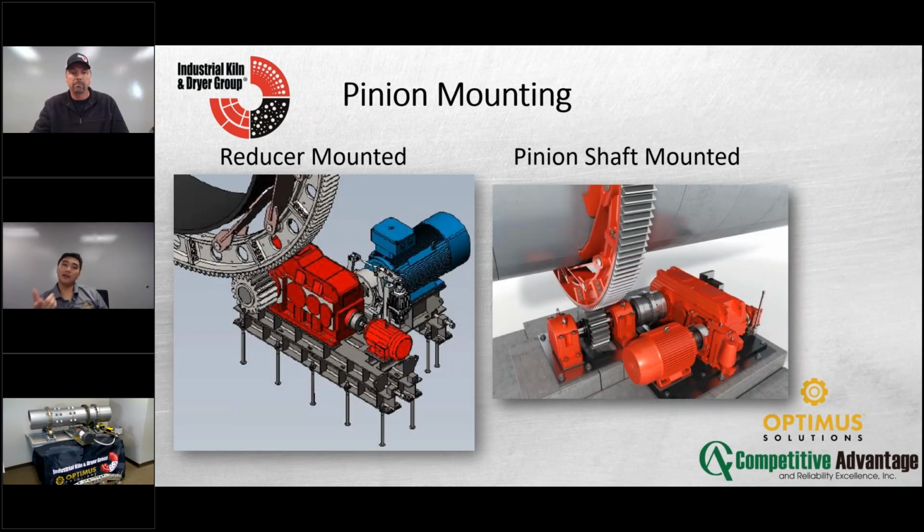Okay. So we talked a little bit about the gear and the gear mounting. So now you got the pinions. Okay. So you got a reducer mounted type of a system or a pinion shaft mounted type of a system. Pinion shaft, I would say, is more common. You got the pinion with the two bearings next to it, and then you got a coupler, and then you got a reducer, and you got a reducer with a high-speed coupler, and then to the drive. That, I would say, is more common.